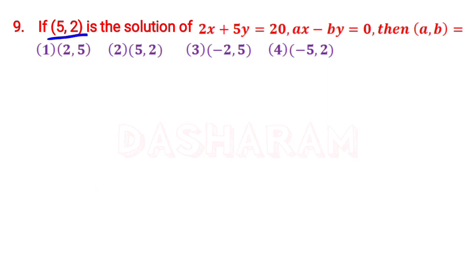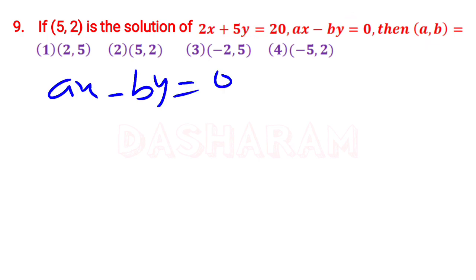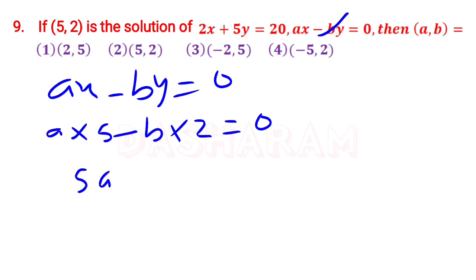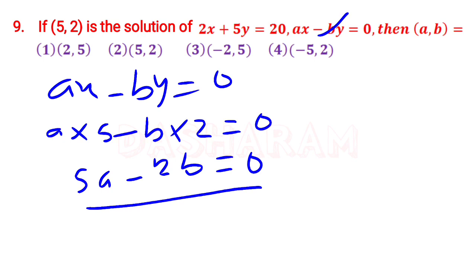Next, the ninth question: 5 comma 2 is a solution of both linear equations in two variables. Then what is a comma b? So 5 comma 2 is a solution, meaning 5 comma 2 will satisfy the first equation and the second equation. Let's substitute 5 comma 2 in the second equation because nothing is there to substitute in the first equation. So a into x value 5 minus b into y value 2 equals 0, 5a minus 2b equals 0.